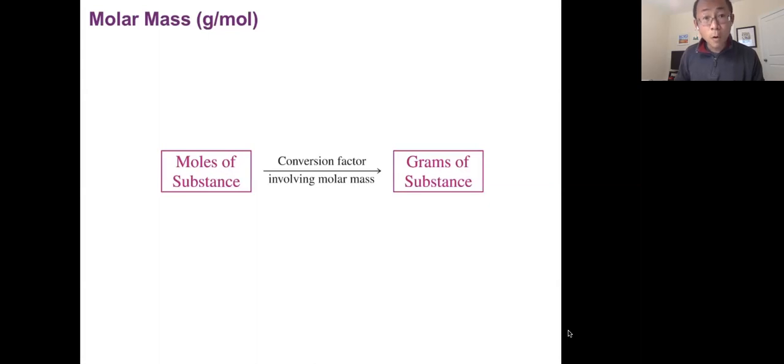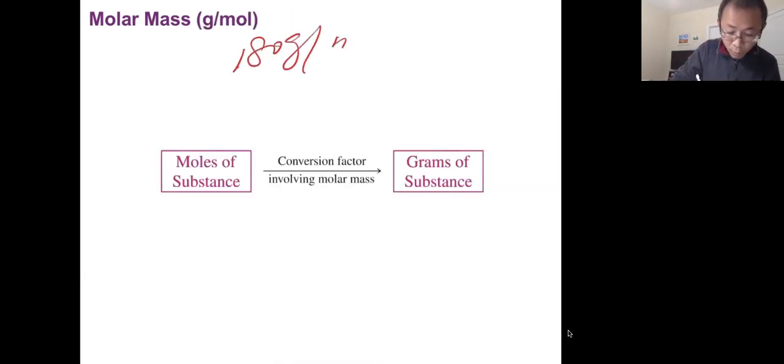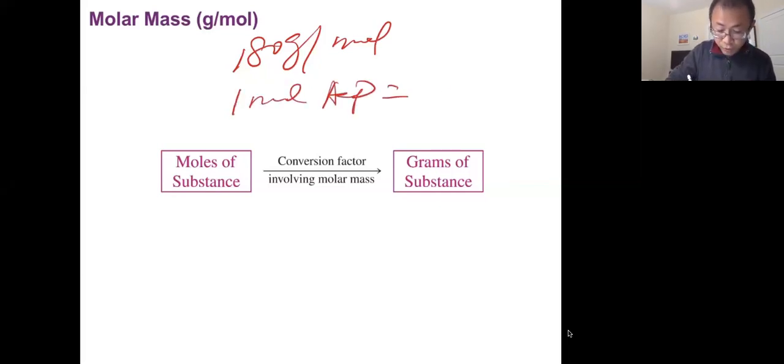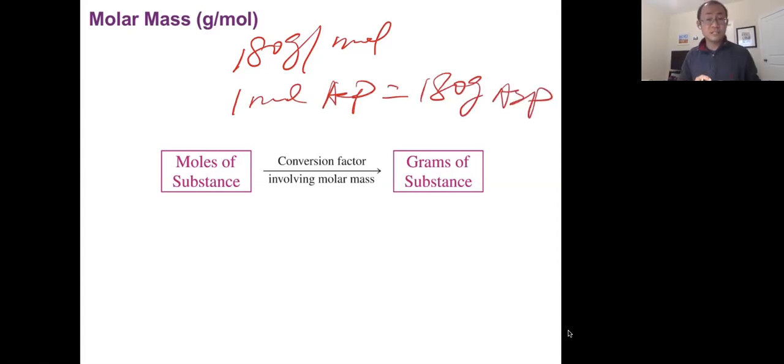Because molar mass is in units of grams per mole. Again, what does grams per mole mean? It means 1 mole, how many grams? Think about it. That means I have an equivalence: 1 mole of something, how many grams? For example, this guy, aspirin, let's use it. Aspirin is 180 grams per mole. It means 1 mole of aspirin is actually 180 grams of aspirin. Does it make sense, guys?